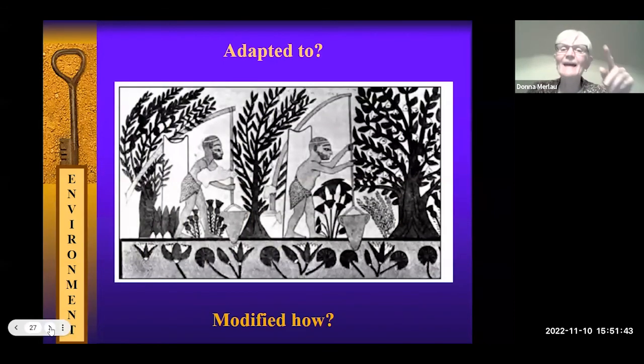Same thing here. I have adapted by wearing light clothes because it's a warm climate. I have modified the environment by digging canals so that I can water my crops. I've settled near water. So I've adapted to my environment by settling near the water so that I can grow crops, but I've modified it so that I can get the water to the crops.